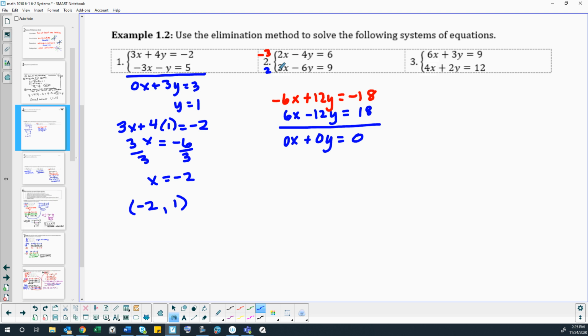What that means is these are essentially the same equation, just with different numbers, but the proportions are the same. The slopes will be the same, the equations will be the same. If you tried to graph them, they would be exactly the same line. And so this is where we have our system that is consistent but dependent. And that's where we have infinitely many solutions.